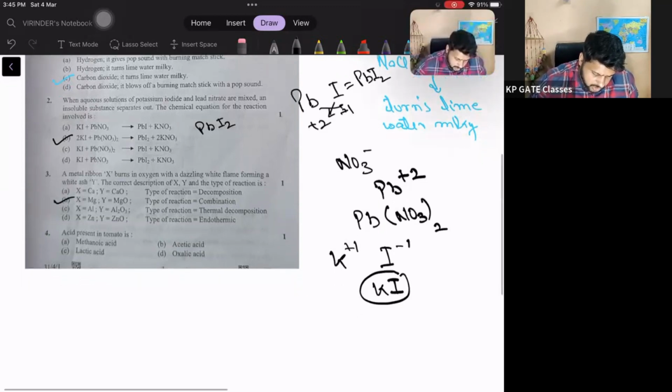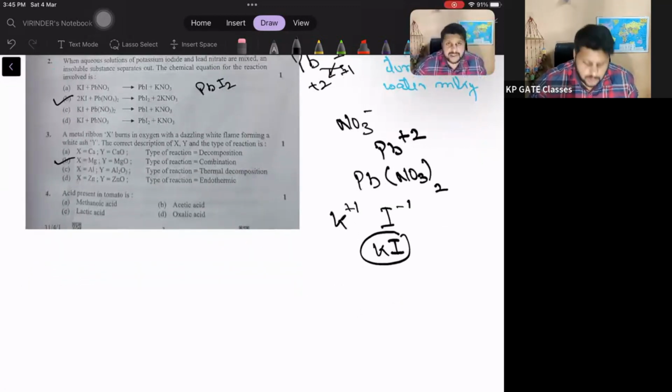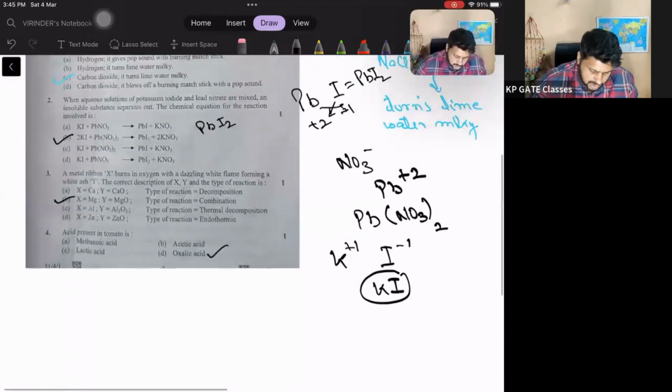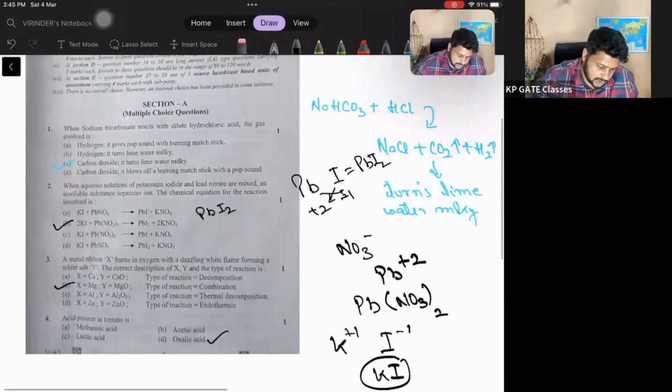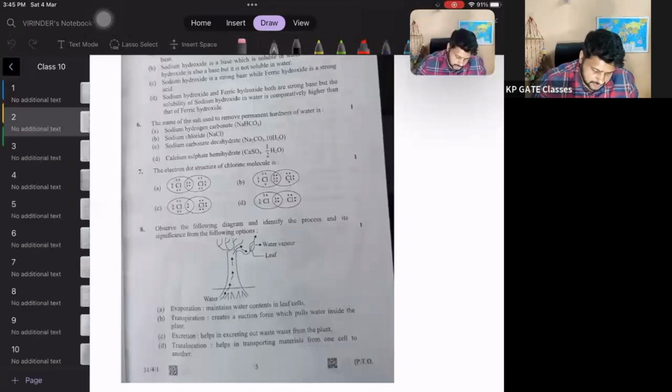Now fourth question is, acid present in tomato is, so usually tomato, the most common acid is citric. Okay, so it is a citrus fruit, citric acid is present, but they have not given that option. So you have to choose wisely here. So correct option here is oxalic acid. So these are the answers of the first four questions. Now let's go to the other questions.